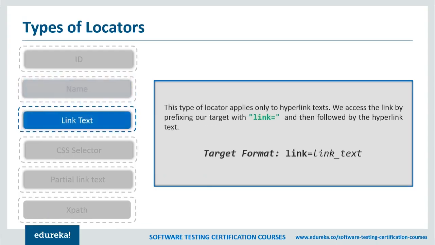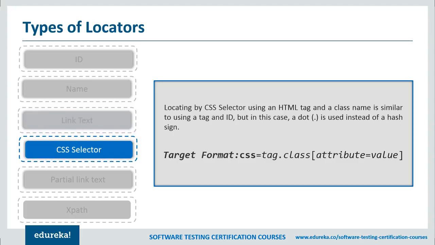Next, we have link text, which is useful only for links. That starts with the anchor tag and hrefs, and if some text is present in the link, then you can use this link text locator. And next you have CSS selector.